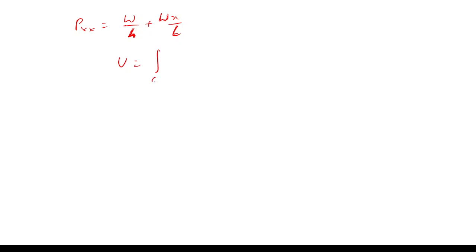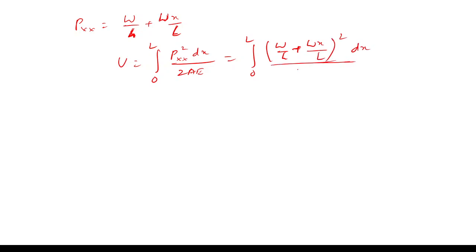For example, U is equal to integral 0 to L, which is the length of the prismatic bar, of Pxx square dx divided by 2AE. So for this Pxx you have to write W by 4 plus W into X by L, the whole square dx divided by 2AE. If you solve this, you will be getting 31 by 96 W square L by AE.